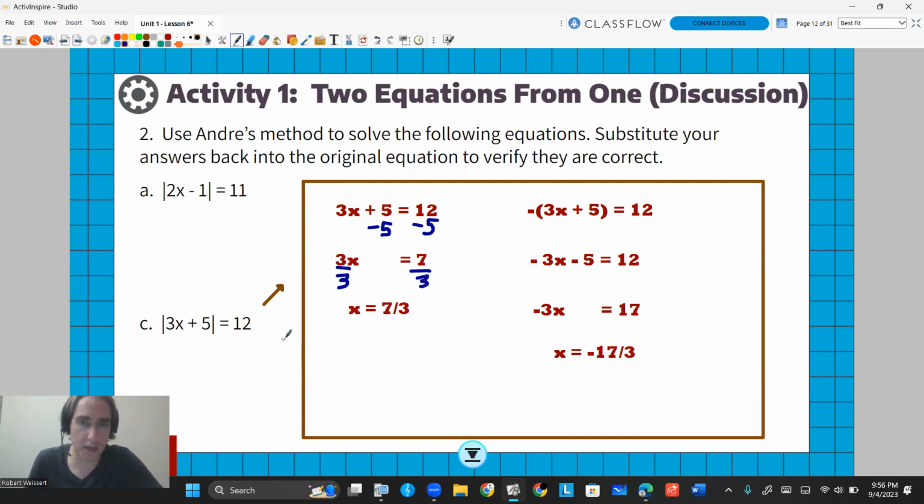I did not show the plugging in method because I think by this point, you're probably realizing, yeah, that's going to work. And over here, I distributed the negative into there. So I'm going to get negative 3x minus 5.